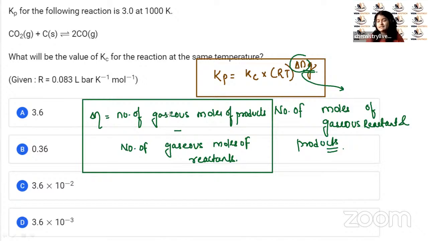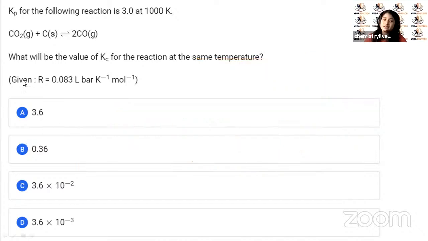We are not going to forget this. This is very, very important. Kp equals Kc into RT to the power delta Ng. I hope you all understood this concept. Now we'll see what is given in the question and what concept is being used.